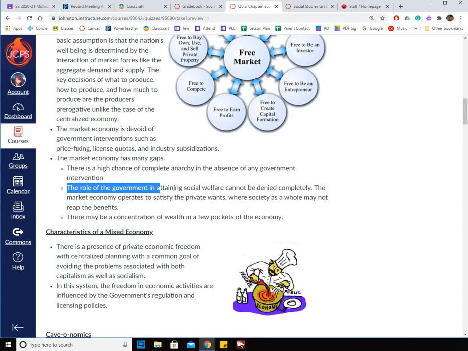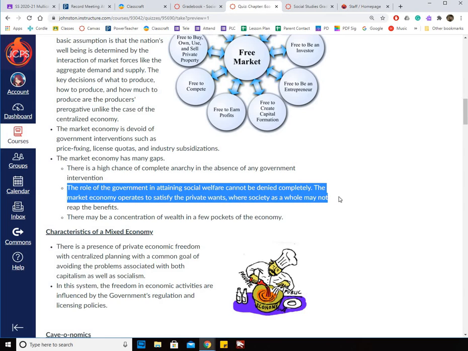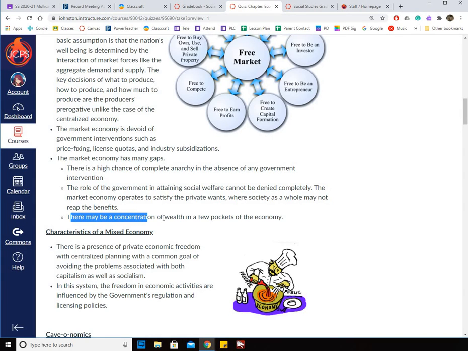The role of government in attaining social welfare cannot be denied completely. The market economy operates to satisfy the private wants where society as a whole may not reap the benefits. There may be a concentration of wealth in a few pockets of the economy. So this is where we get the whole, the people at the top being richer.